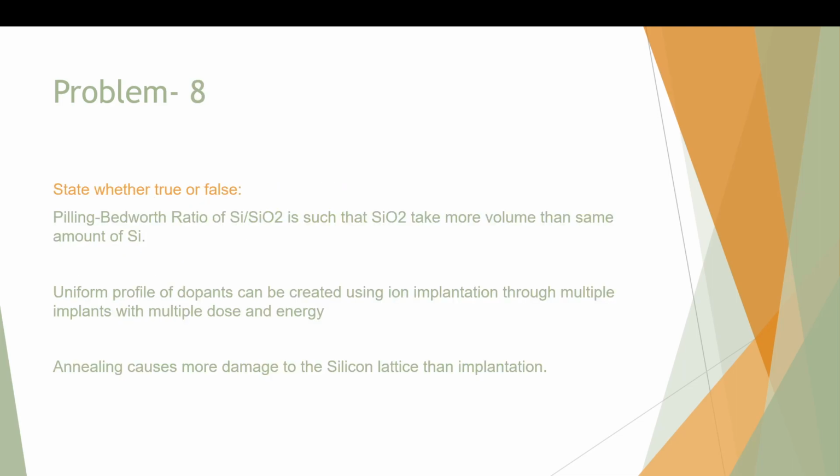Okay, so now we have to tell if the statements are true or false. The Pilling-Bedworth ratio of silicon dioxide, as we just discussed, is such that silicon dioxide takes more volume than the same amount of silicon. Is this true or false? Turns out that it is true. It is in fact true that SiO2 has a lower density compared to silicon, because of which it occupies more volume, almost twice the volume when compared to silicon.